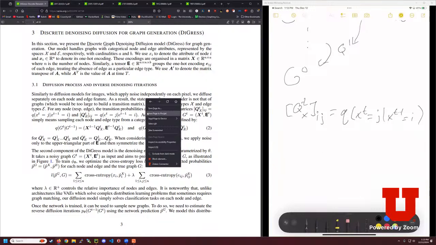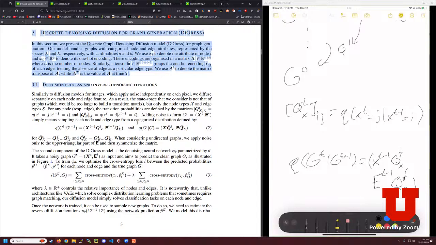So we have, I'm just gonna write this. So we have Q of graph T given graph T minus 1 is equal to our graph of our nodes at T minus 1 times our transition matrix QT for X, as well as our edge matrix at T minus 1 times our transition matrix for our edges at T.